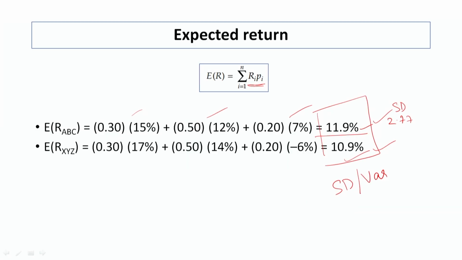Now, for your work, you are going to calculate the standard deviation and check which stock is more risky or more fruitful for an investor. Try this example, calculate the standard deviation of XYZ company, and check which company is best for investment on the basis of risk and return analysis.